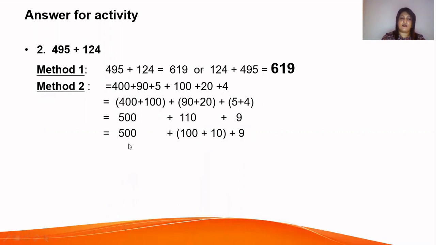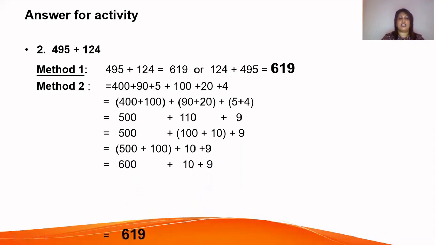Now I'll take the hundreds from here. I'll add it to the 500 and the 10 will be on its own. Right, so this is what I did now. I explained to you 500 plus 100 plus 10 plus 9. So 500 plus 100 is going to give me 600 plus 10 plus 9, and my final answer will be 619. That's method 2. We decompose both sides and we added it.